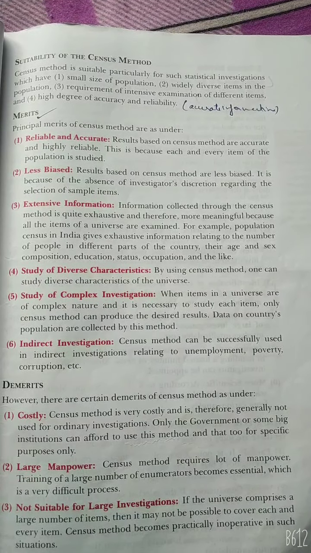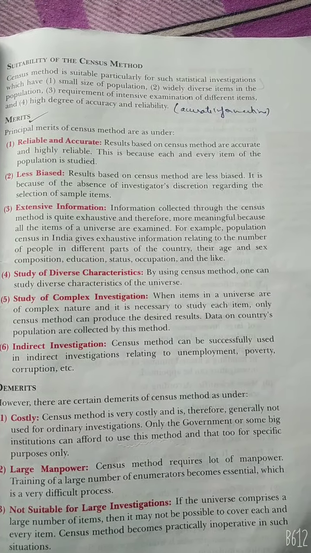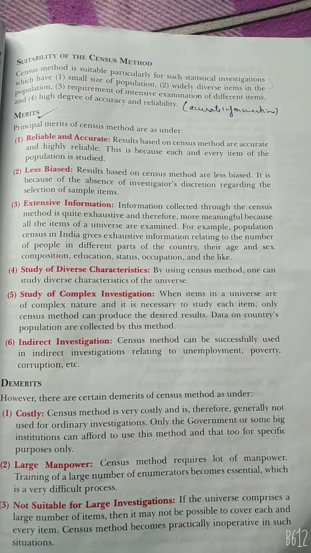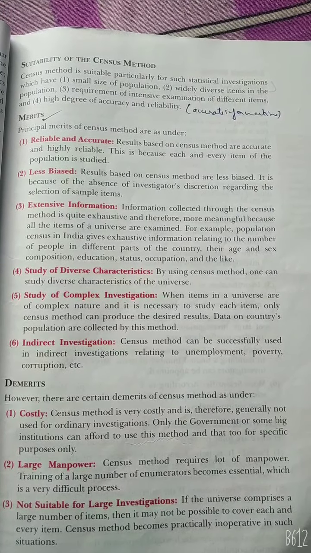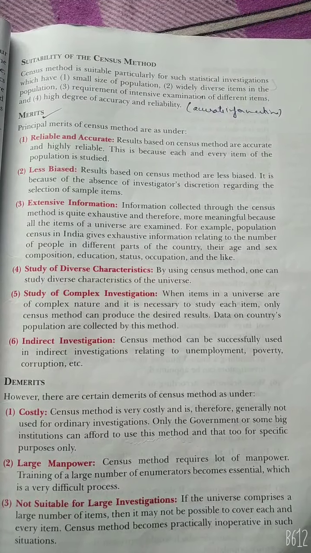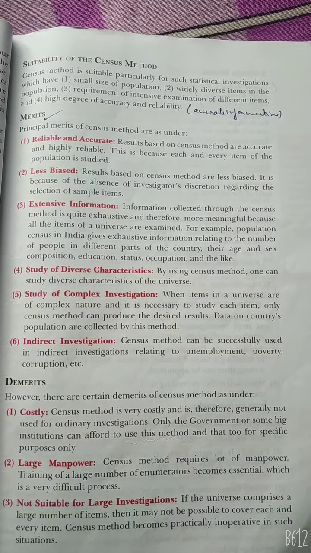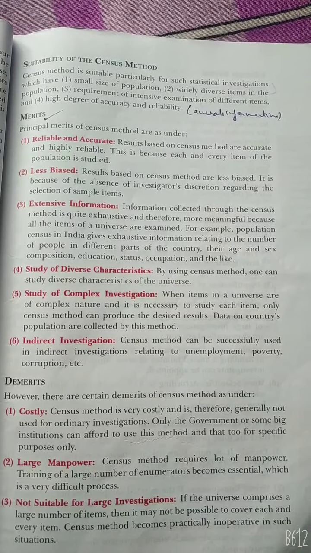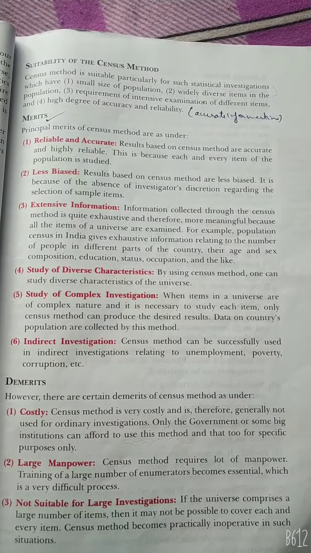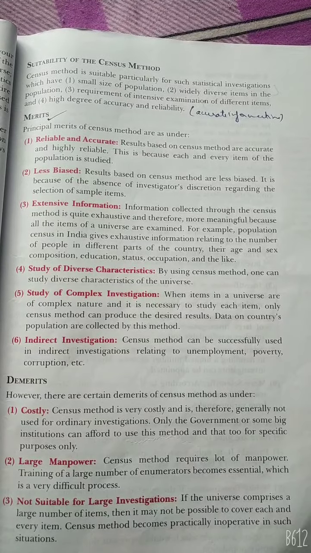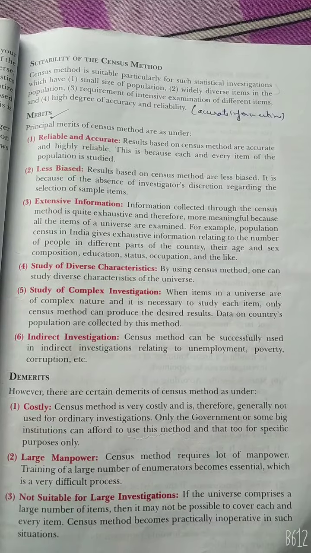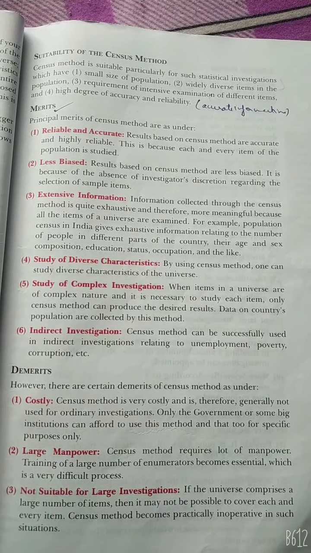Intensive information collected through the census method is quite exhaustive and therefore more meaningful, because all the items of the universe are examined. By using the census method, one can study the diverse characteristics of the universe. It also helps in the study of complex investigations. When the items of the universe are complex in nature, it is necessary to study each and every item, and only the census method can produce the desired result. The census method can also be successfully used in indirect investigation.